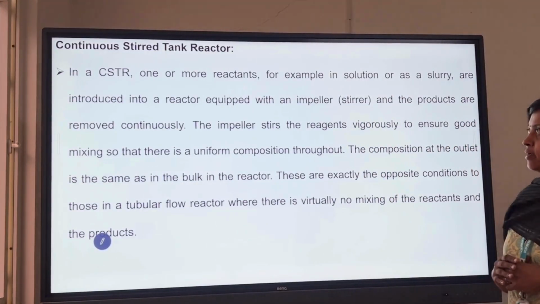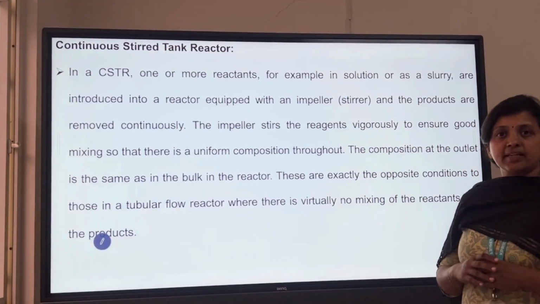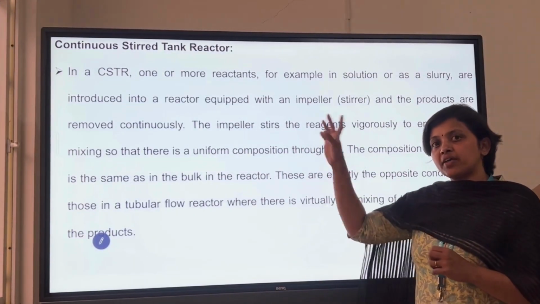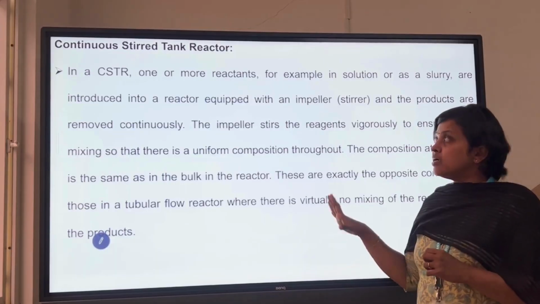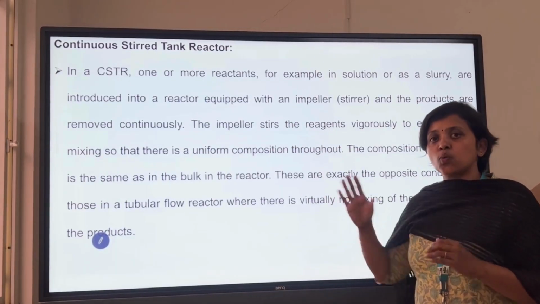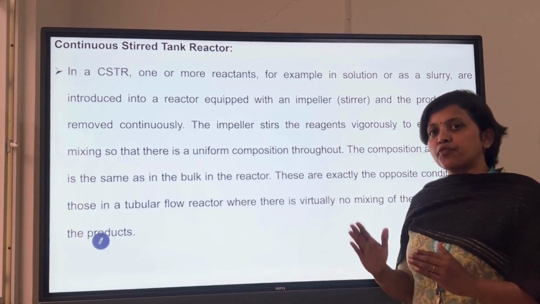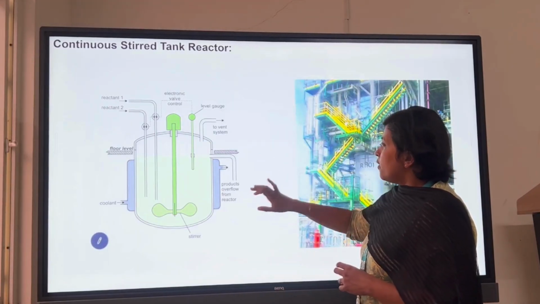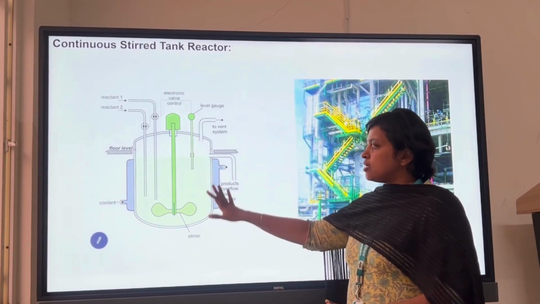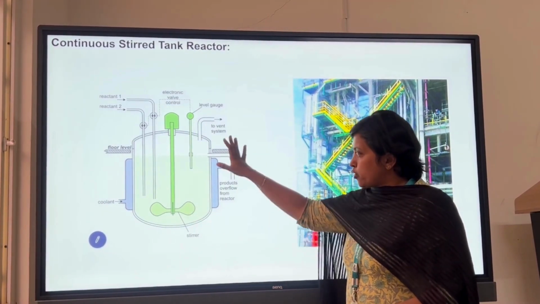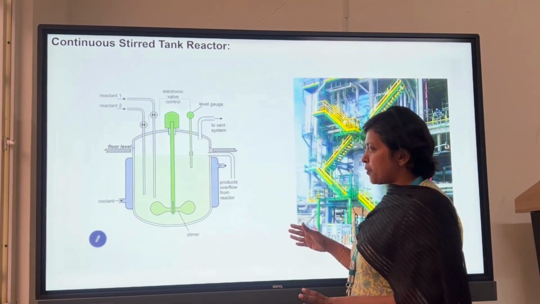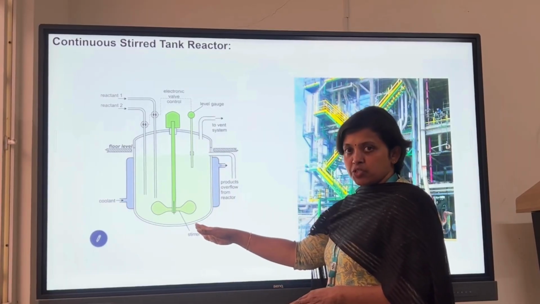And the next one is the continuous stirred tank reactor. In the name itself we can see continuous, right? We have already seen the continuous reactor. This continuous stirred tank reactor is also one type of continuous reactor. Here we are using the stirrer and we are using the reactor continuously. The process is happening, not like a batch reactor.